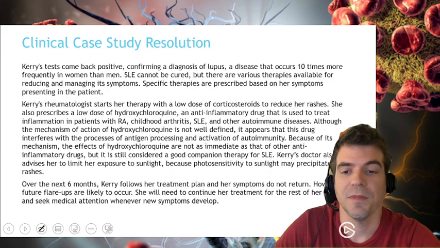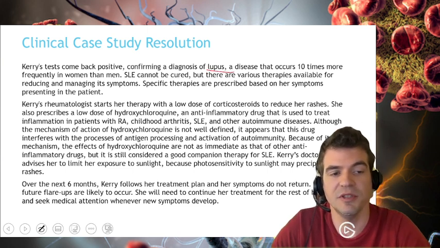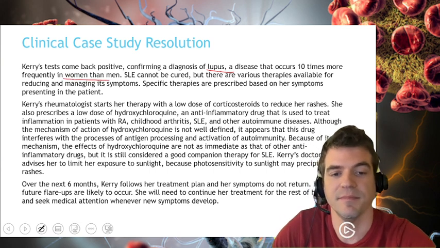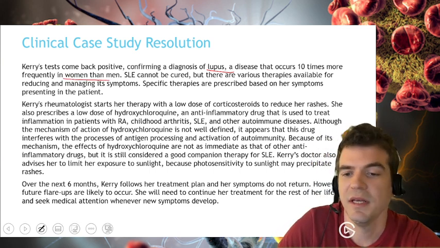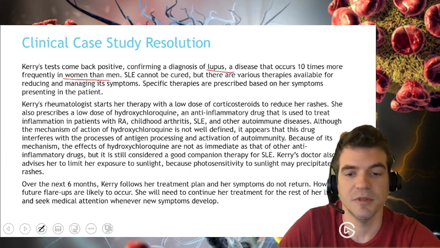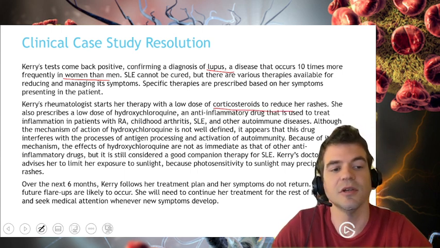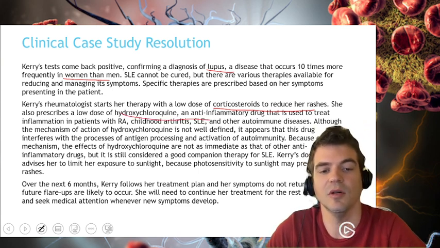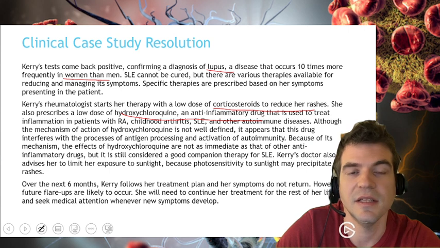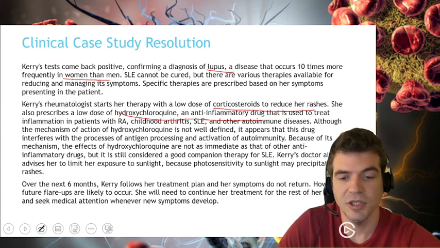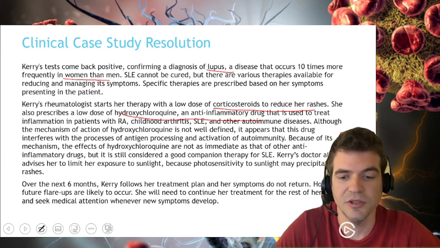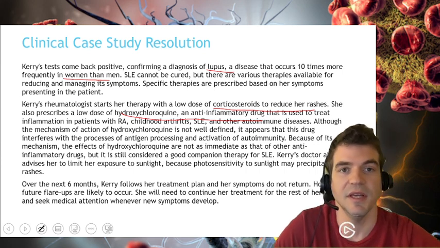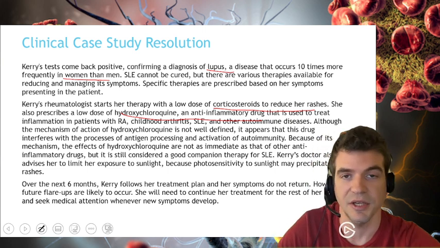Carrie's tests come back positive, confirming lupus, a disease that occurs 10 times more frequently in women than in men. It's not curable, and there are only therapies reducing the symptoms. So she's started on low-dose corticosteroids to control the rashes, and hydroxychloroquine as an anti-inflammatory. It goes on to say that all of this isn't really understood, but it also advises her to limit sunlight, because the sunlight may be precipitating those rashes.